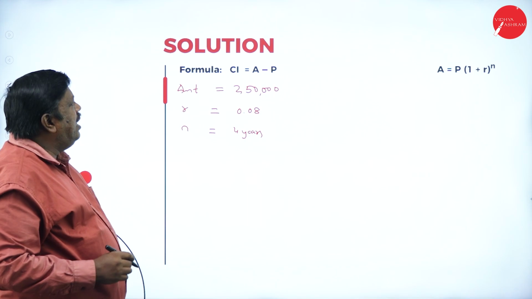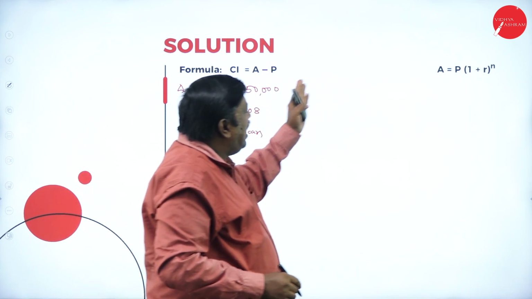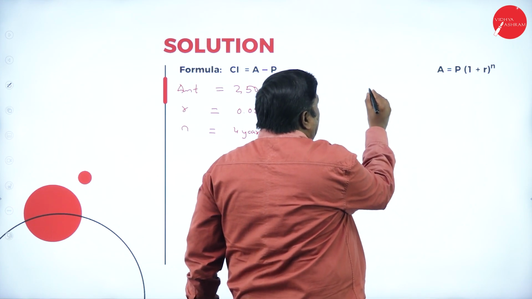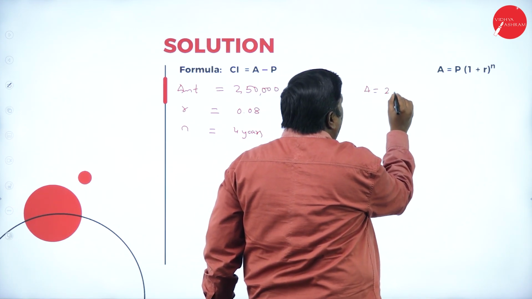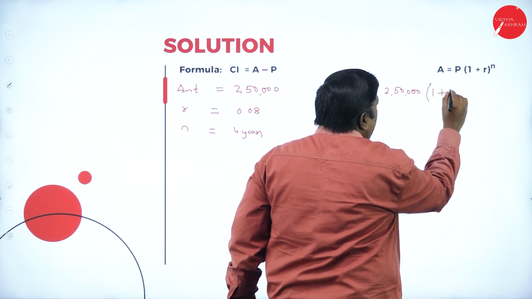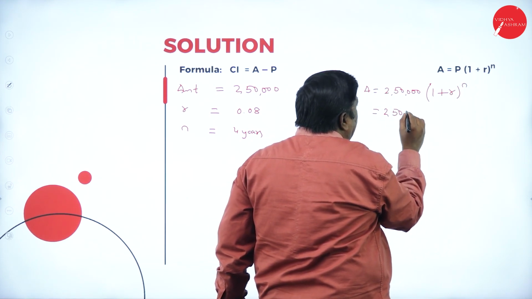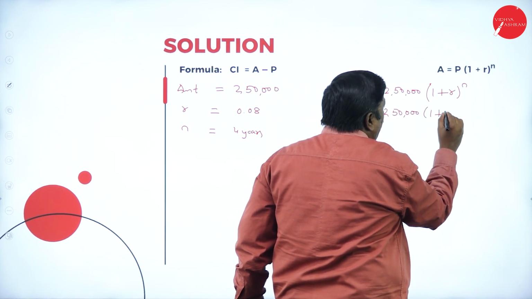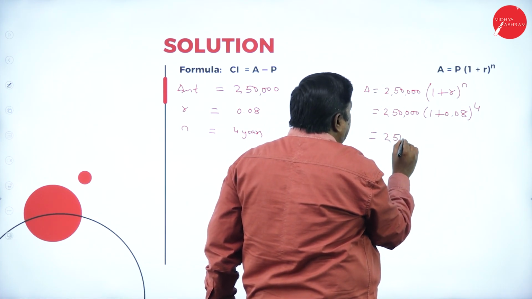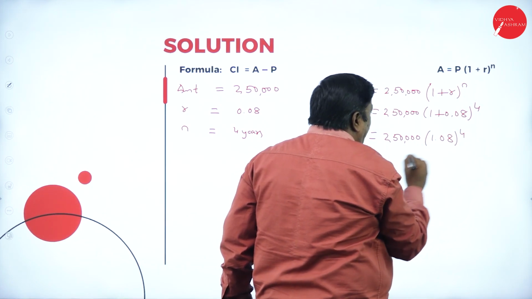How to calculate compound interest? The formula is compound interest equals annuity minus principal amount. What is annuity? Annuity equals principal into 1 plus R to the power of N. That is A equals 2,50,000 into 1 plus R to the power of N, which is 2,50,000 into 1 plus 0.08 to the power of 4, that is 2,50,000 into 1.08 to the power of 4.